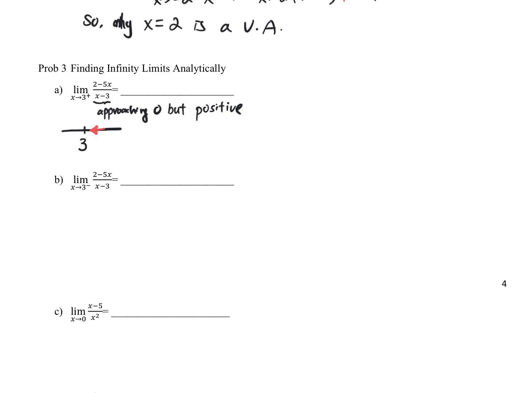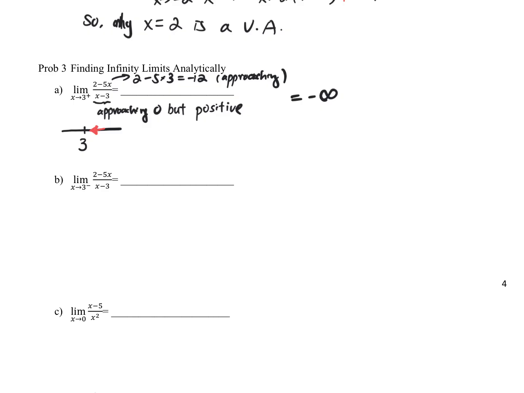And the top, 2 minus 5x, is going to be approaching 2 minus 5 times 3, which is 2 minus 15, which is approaching negative 12. So therefore, we have negative 12 over a positive, very, very tiny number. So this actually provides us negative infinity, right? You can think of a negative number divided by a very, very tiny but positive number. So the ratio will be negative infinity.